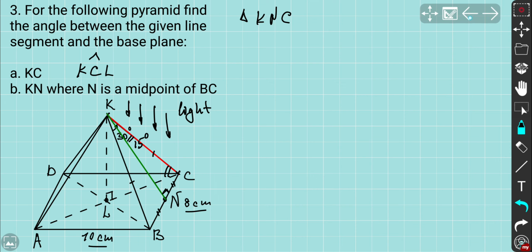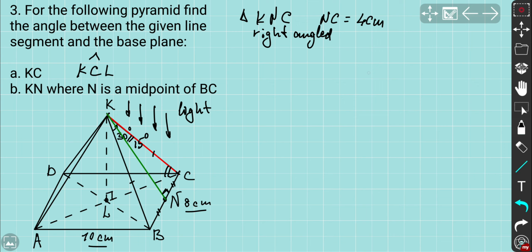Within that triangle, we know that NC is simply 4 centimeters because KN bisects the segment, okay? And N is the midpoint. We also know the 15 degrees angle, so we can figure out KC immediately. All right, so let's try to figure out KC. This triangle is right angled, so we can figure out KC.